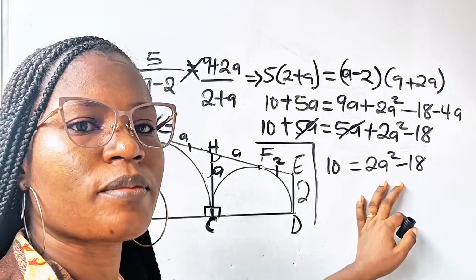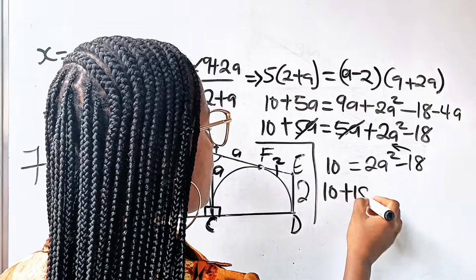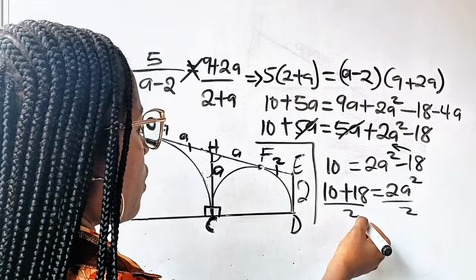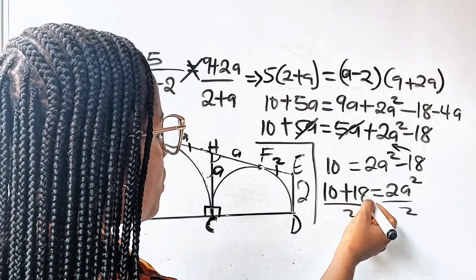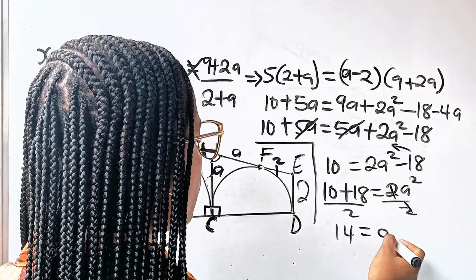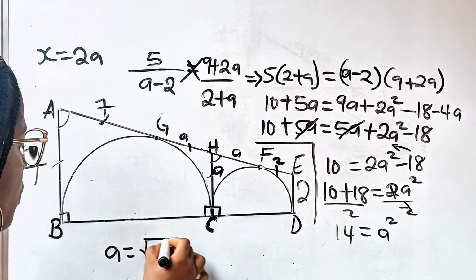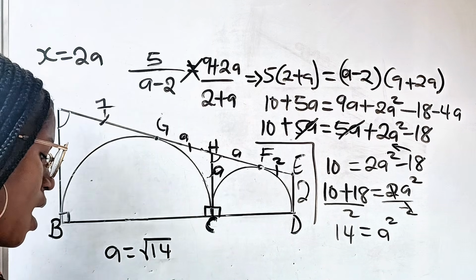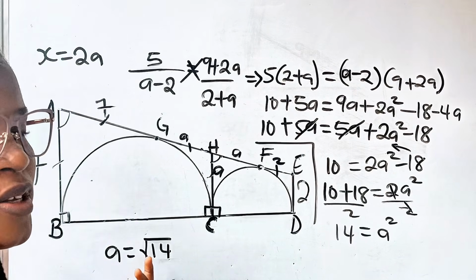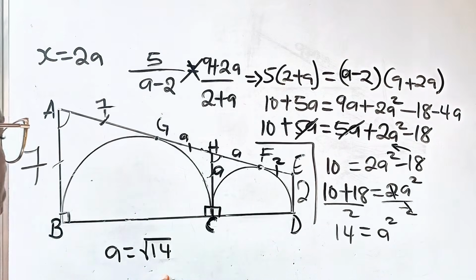10 equals 2A squared minus 18. So if I take this to the other side, I'll have 10 plus 18 is equal to 2A squared. Let's divide both sides by 2. So if we do that, we're going to have 5 plus 9, which is 14, is equal to A squared. Okay? Now, that means that our A will be square root of 14. And square root of 14 cannot be reduced more because factor pairs of 14 are 1 and 14, 2 and 7, and that's that. So it cannot be reduced further.